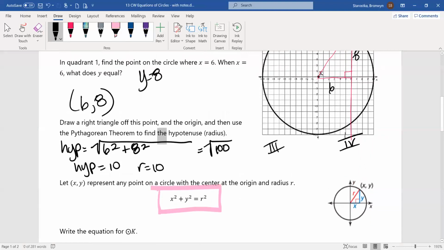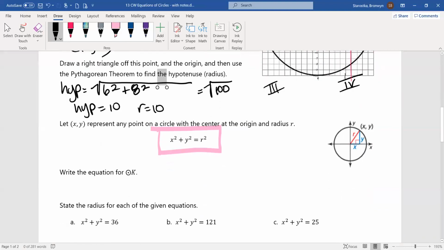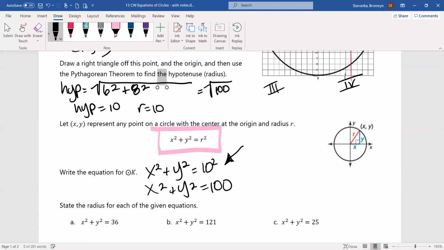So for a circle with radius 10, we've got x squared plus y squared equals our radius squared, 10 squared. x squared plus y squared equals 100. Make sure you are always evaluating this. Simplify, evaluate.